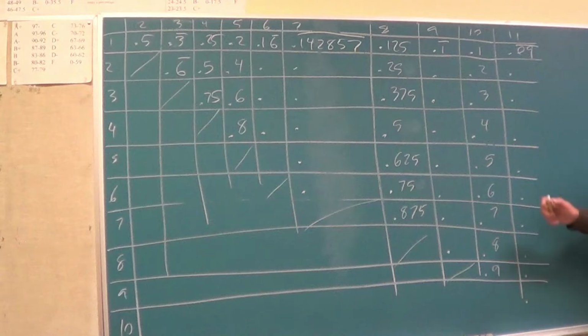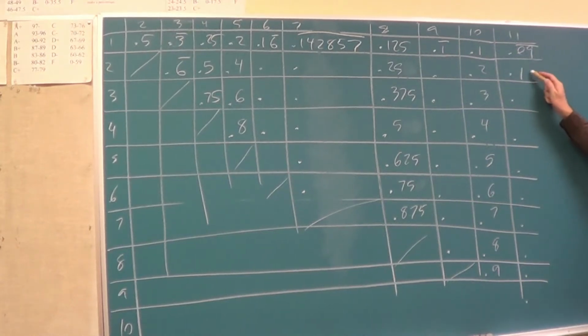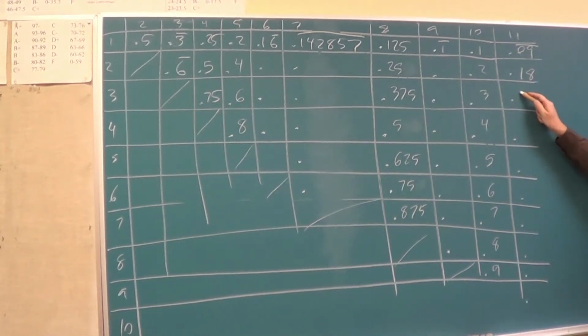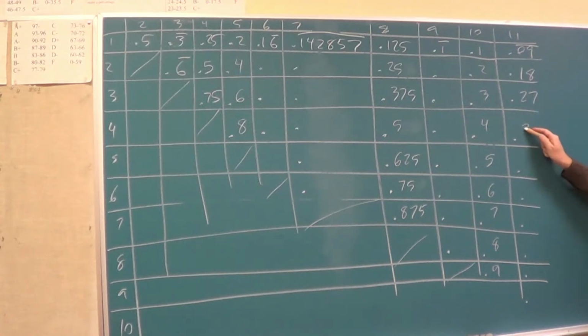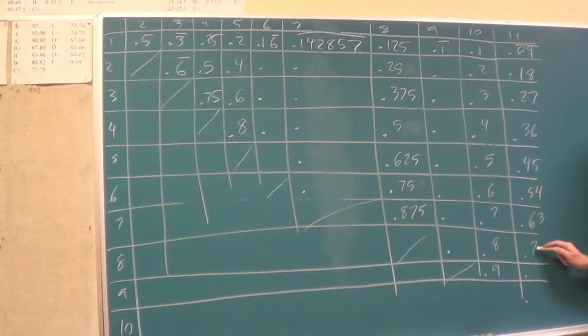11s is a nice one, yeah. 0.18. Flying over it. 0.27, flying over it. Yep, 0.36, flying over it. Yep, 0.45, flying over it. Yep, 0.54, flying over it. Yep, 0.63, flying over it. Yep, 0.73, flying over it. Yep, and 0.81, flying over it. Yep. And point, no, wait, 90 was flying over it.